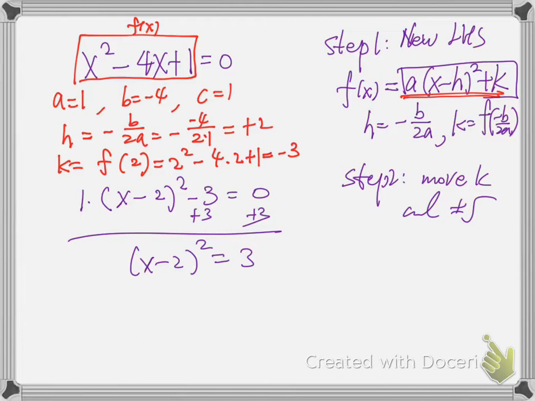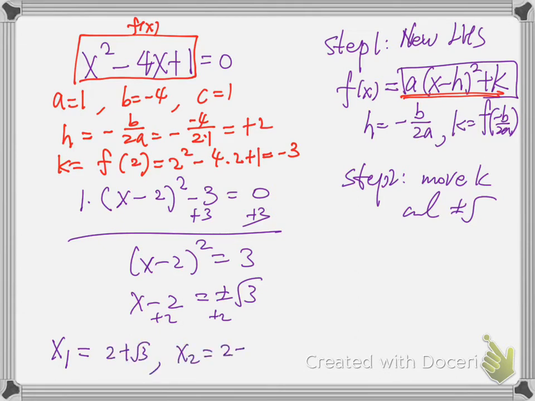So now take square root. X minus 2 is positive negative radical 3. And then we got two solutions. Plus 2 on both sides: x1 is 2 plus radical 3, x2 is 2 minus radical 3. So after plus 2, you got x is 2 plus minus radical 3, and this is the meaning of plus and minus.